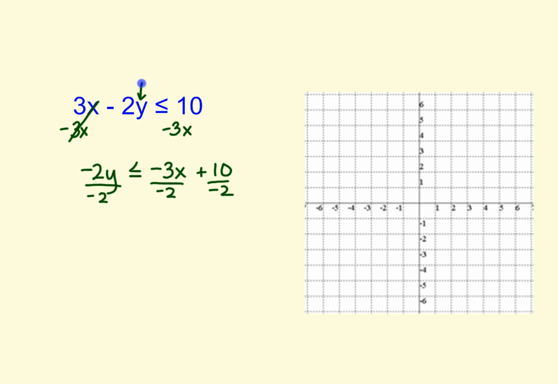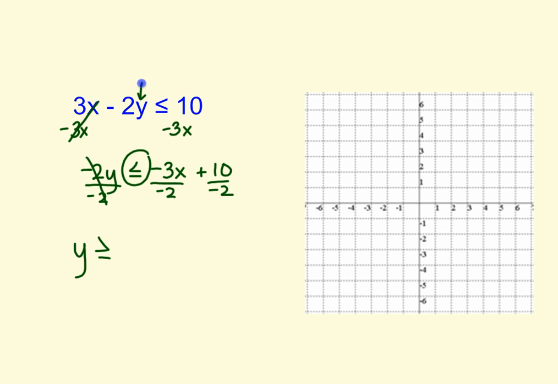So what we just did is we divided both sides of an inequality by a negative number. So if you remember, back in chapter 3, when that happened, we had to flip our inequality. Instead of a less than or equal to, it becomes a greater than or equal to. What that's going to do to our final answer is it's going to change where we do our shading.